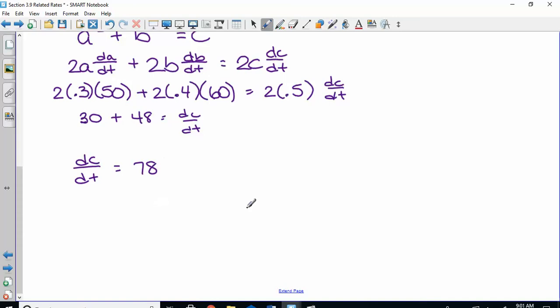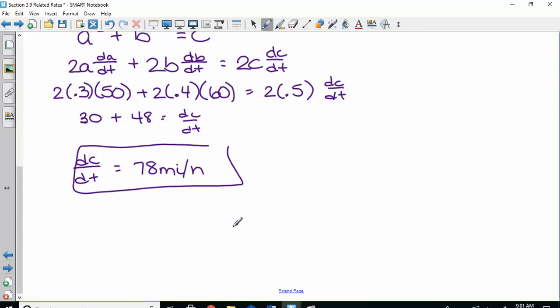What's my unit speed? C is the distance, that was in miles. T is the time, that was in hours, so it's miles per hour. So they are approaching one another at a speed of 78 miles per hour. Questions here?